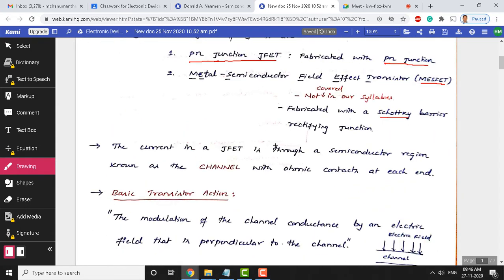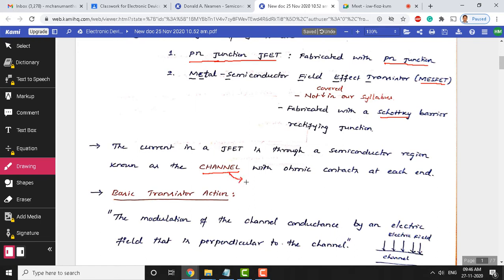We mainly focus in this chapter on the PN junction JFET rather than the MESFET. The current in a JFET, junction field effect transistor, is through a semiconductor region known as a channel. You will get to know later what we mean by channel. Whenever we say channel in this chapter, you can think of it as a path for the flow of charge carriers.